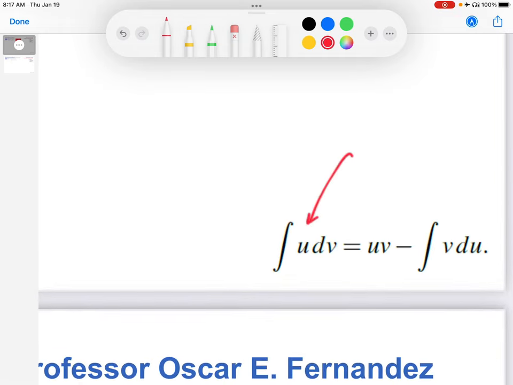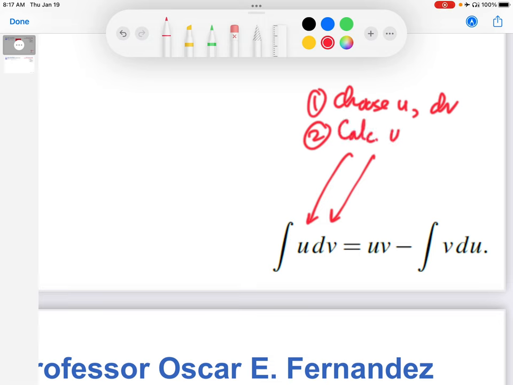So after you've chosen u and the rest of the integrand is dv, there are these steps I'll write down. Choose u and dv. After you've done that, you have a couple of things to do. You have to calculate u prime, the derivative, and you have to calculate v. Going from u to u prime is differentiation, so you have to remember your derivative rules from Calc 1. Going from dv to v is integration, so you have to remember some of your integration facts from Calc 1.